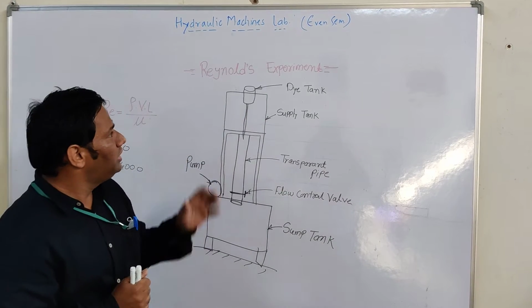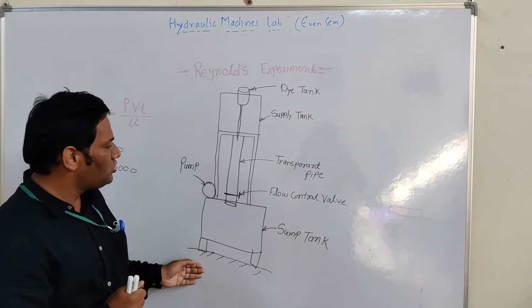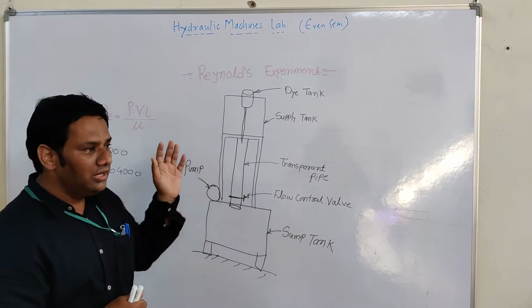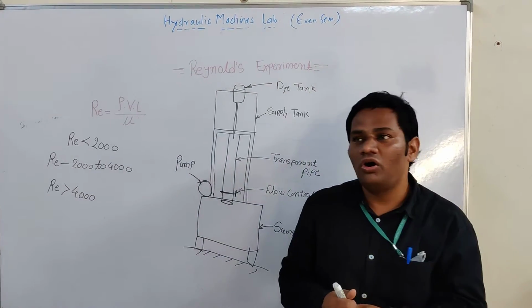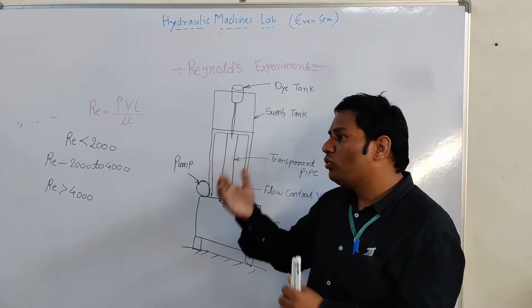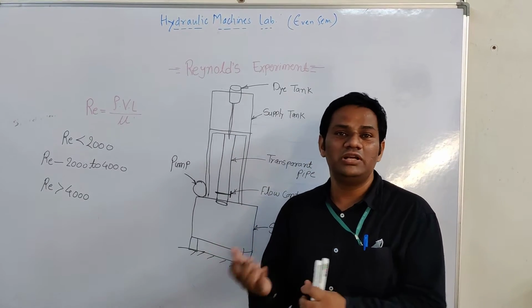So in this case we have one simple experiment. This is called the Reynolds number experiment. With the help of this practical we can classify the flow through the pipeline, whether it is laminar, whether it is turbulent or whether it is transition.